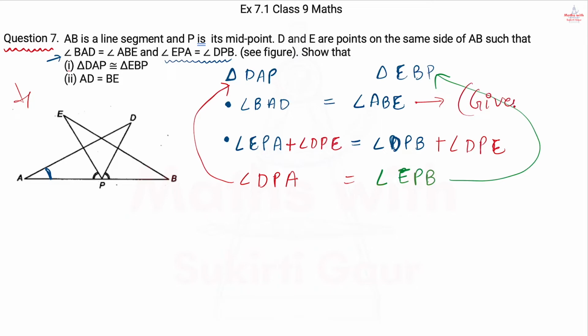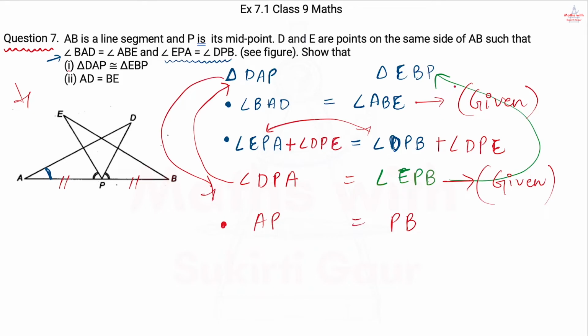This is given. This condition was given to us. And the next thing which is common between these triangles is a side, which I told you in the beginning, that AP is equal to PB. AP is equal to PB. And you tell me, AP is from triangle DAP, so I have written it in the section of DAP, and PB is from triangle EBP, so I have written it in the section of triangle EBP.